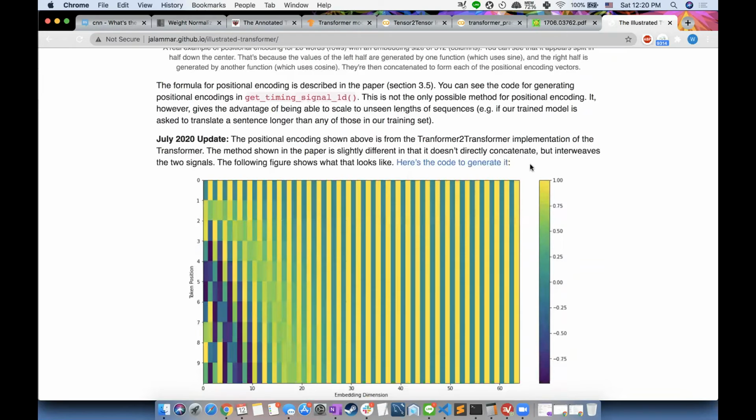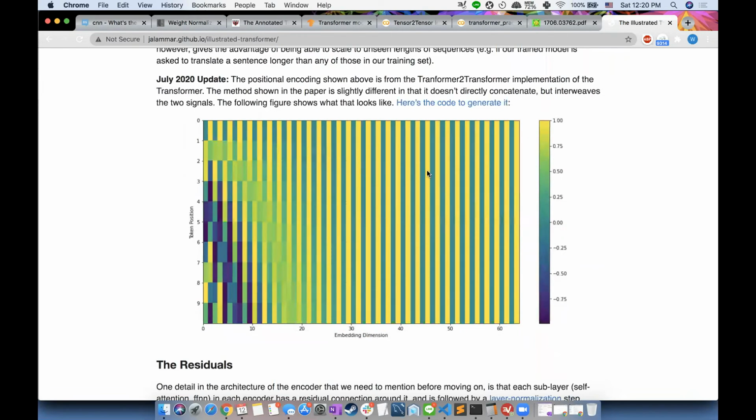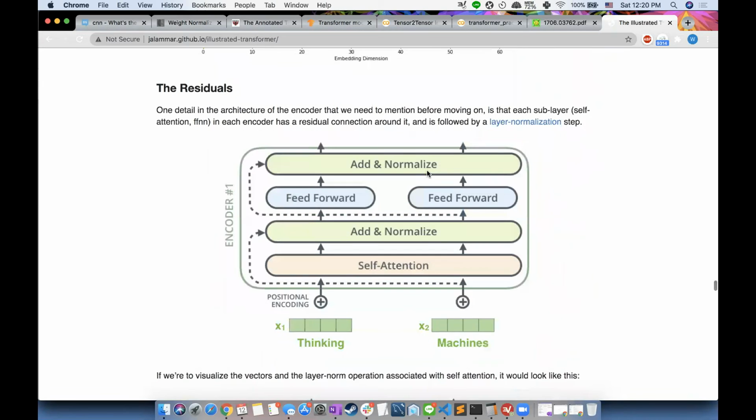So there is an update. I don't think we need to go through this. The residuals.